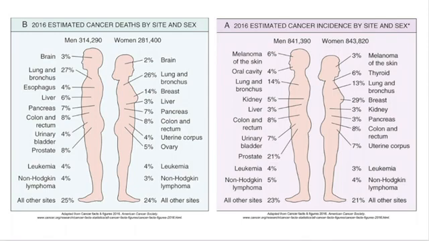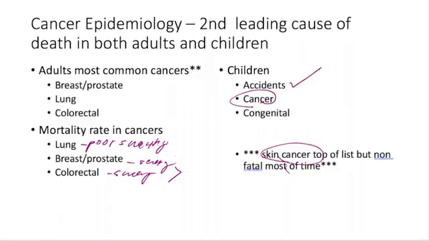When it goes over to the incidence, so what do we see? Breast moves up, lung moves down, and over here, prostate moves up, lung moves down, and that basically comes back, and see what we see here.